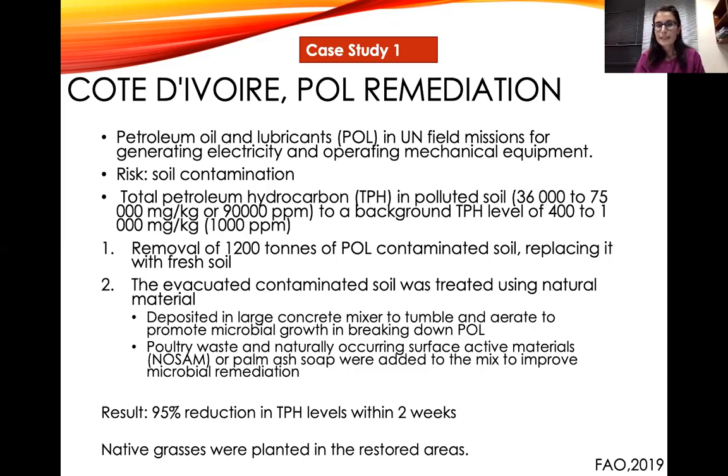And they did it through two techniques. First of all, when you know that the soil is very, very contaminated, you have to remove the soil because there's no other way to treat it. If you treat it there, then again we have the problem of chemicals leaching down during the treatment process, which we do not want, because we don't want the surrounding soil to be contaminated as well. So the first thing they did was remove 1,200 tons of POL contaminated soil. And then they replaced that soil with fresh soil, and used these concrete mixers.